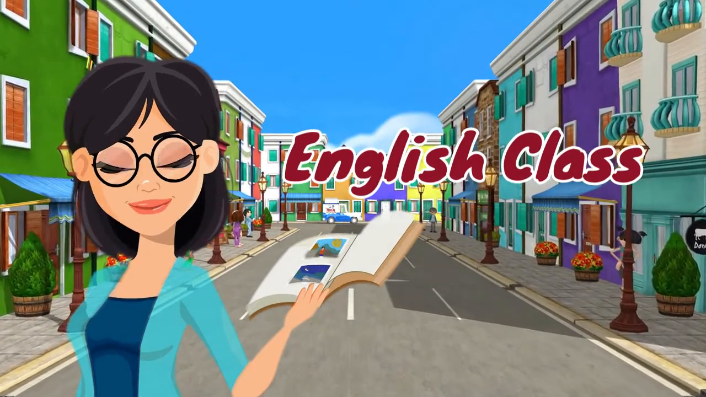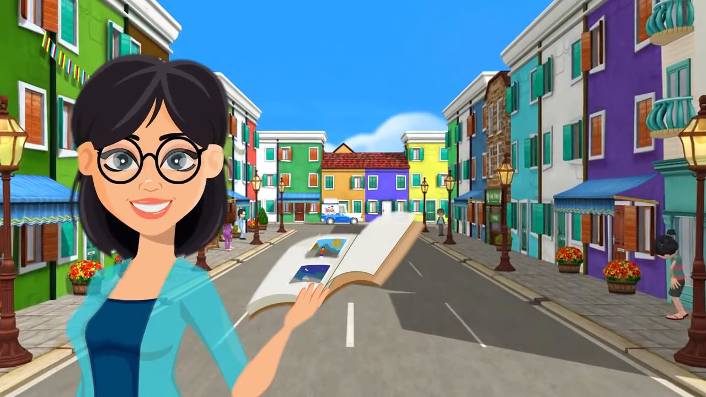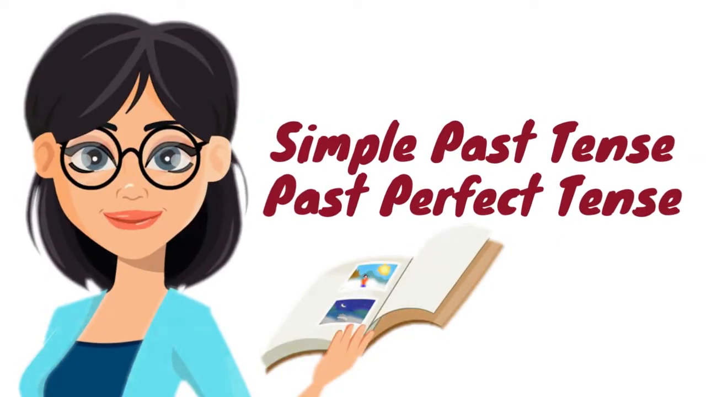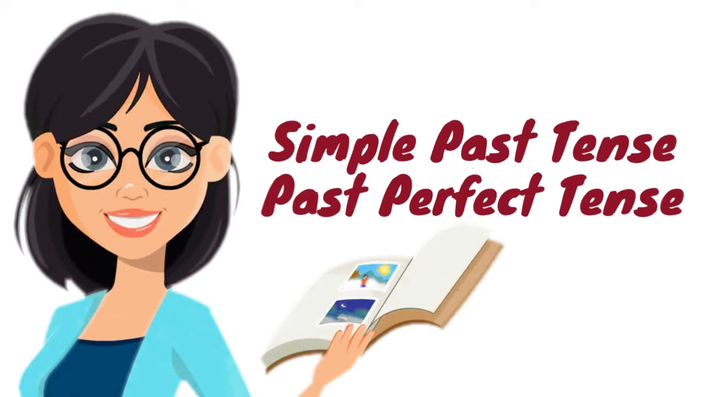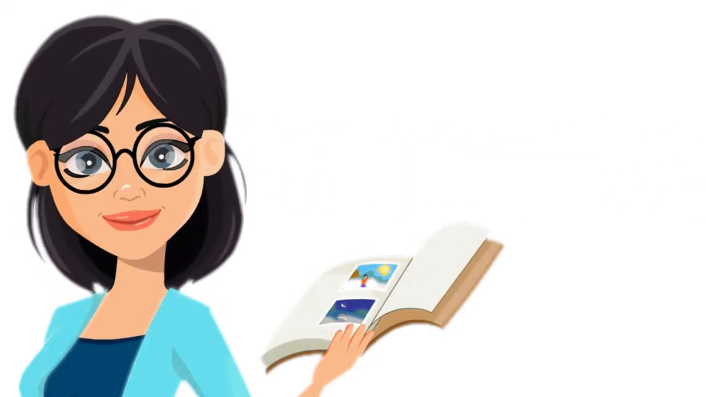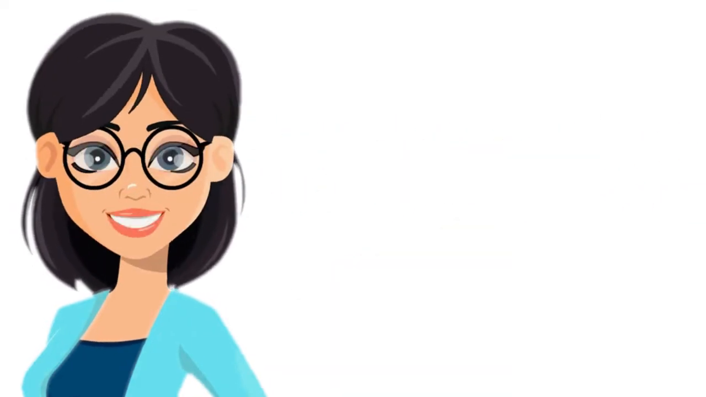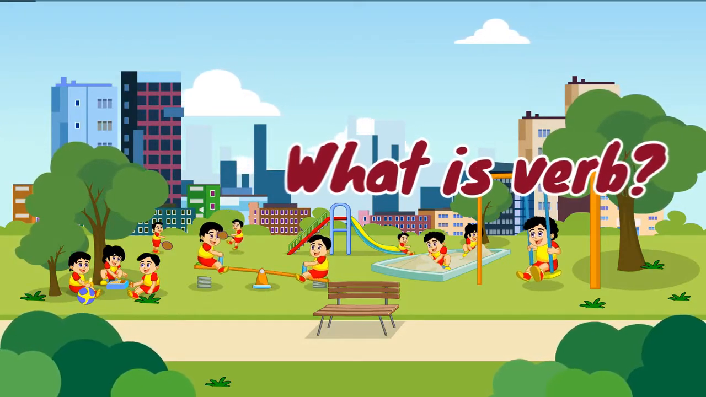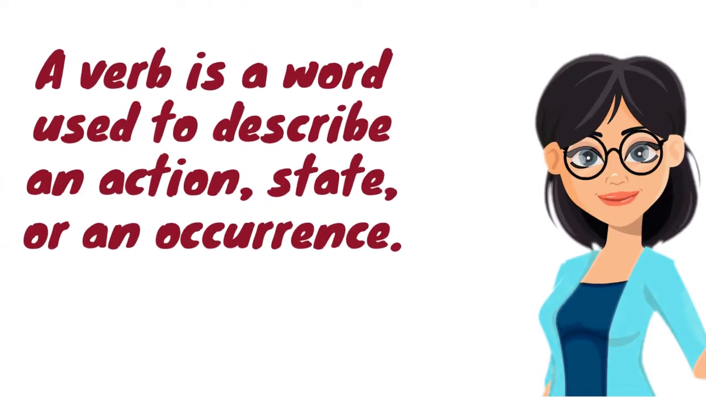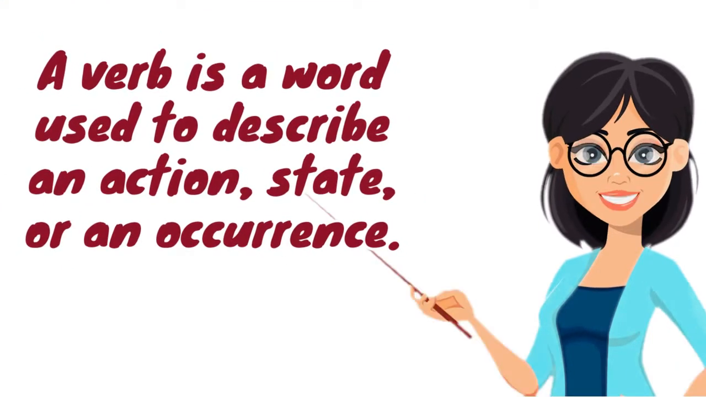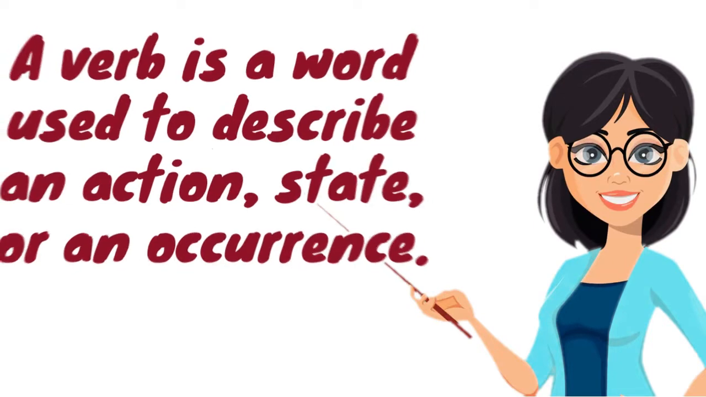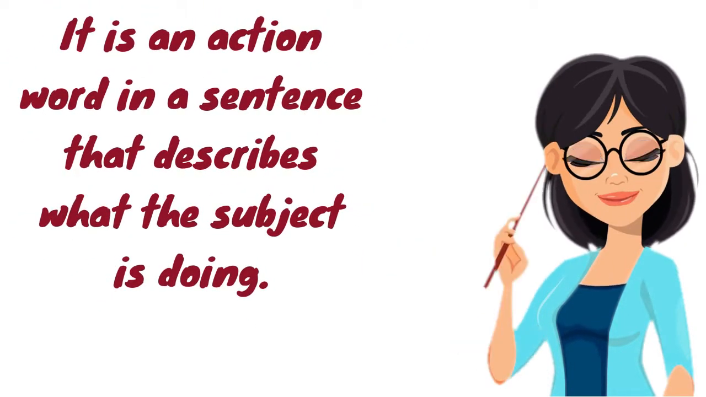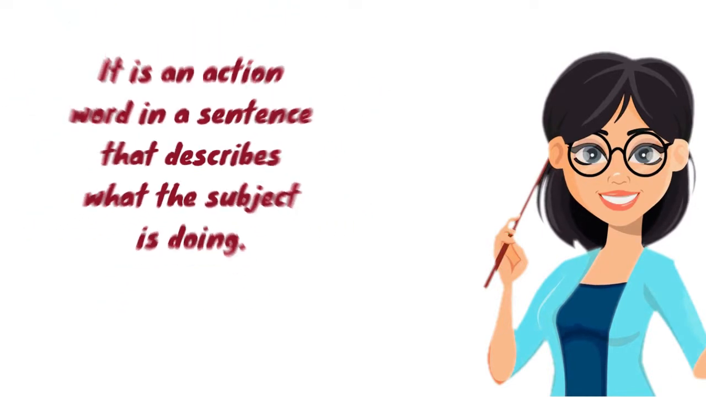Today, I am going to give you a brief discussion about the difference between the simple past and the past perfect tenses. But before we start, let us have a quick review of verbs. Do you still remember what a verb is? A verb is a word used to describe an action, state, or an occurrence. It is an action word in a sentence that describes what the subject is doing.